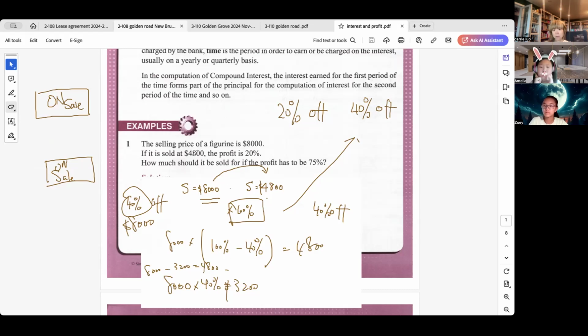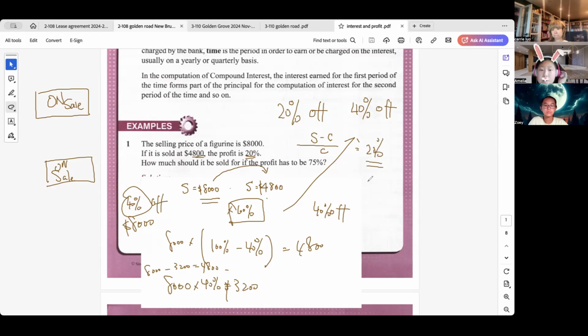Okay, so said, if it is selling for 4,800, the profit is 20%. So now, Zoe, what is the profit formula? Is it selling minus cost divided by cost, correct? So selling minus cost divided by cost equals 20%, right? So, okay, Amelia, can you tell me what is the selling?